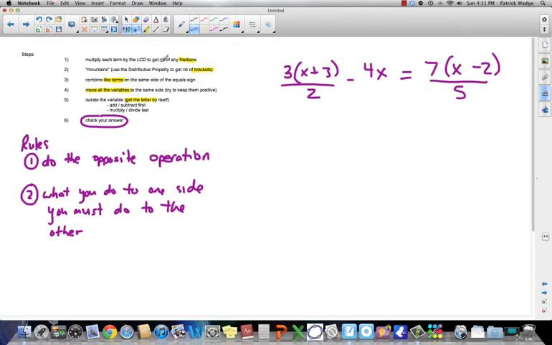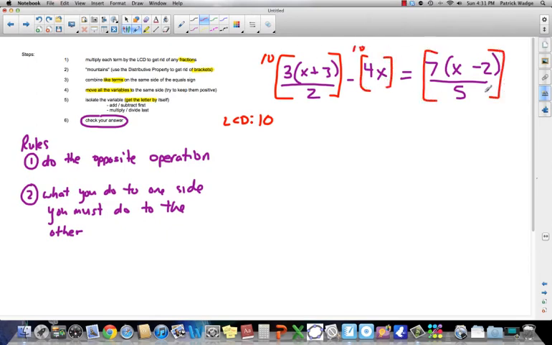Okay, step 1, multiply each term by the LCD to get rid of any fractions. Do we have fractions? Yes, we do. We have one here, we have one here. So we want to get rid of those fractions by looking for the LCD. What's the lowest common denominator? Okay, well here the denominator is 2, 5, and 1 here. What's the lowest common denominator of 2 and 5 and 1? 10. So what we're going to do is we're going to multiply all of these by 10. This is a really hard question.